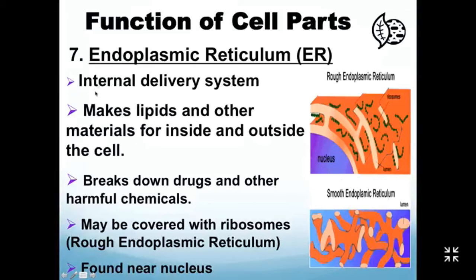Okay? Again, the endoplasmic reticulum is an internal delivery system. It makes lipids and other materials for inside and outside of the cell. It breaks down drugs and harmful chemicals. It may be covered with ribosomes, like what I've said, so it could be a rough ER, or it could be a smooth ER without ribosomes, right? And it's usually found near the nucleus. Are we clear?